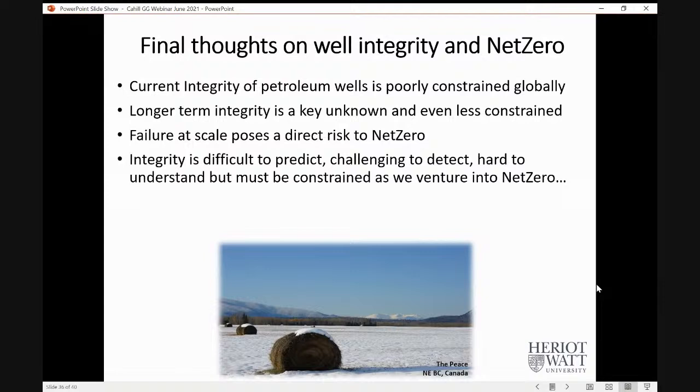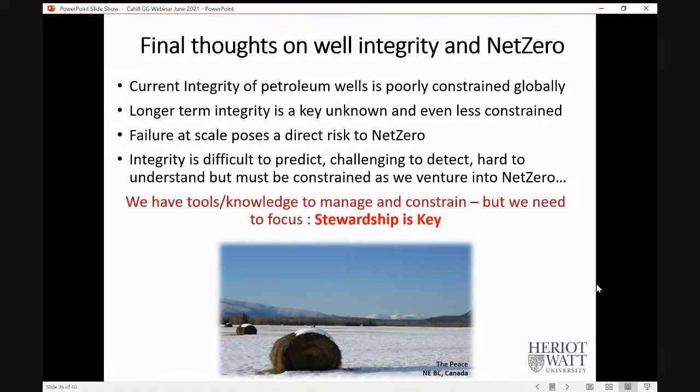Integrity is certainly difficult to predict. It's challenging to detect, hard to understand, but really we should try to constrain it as best we can as we venture into net zero. And the positive on that is we certainly have the tools and the knowledge to manage and constrain it, but at the minute we perhaps haven't had the focus. So stewardship of this legacy infrastructure as we move forward is going to be really important, and perhaps we can start to think about that more as we now move into net zero.